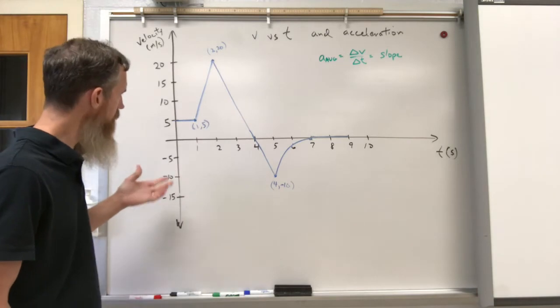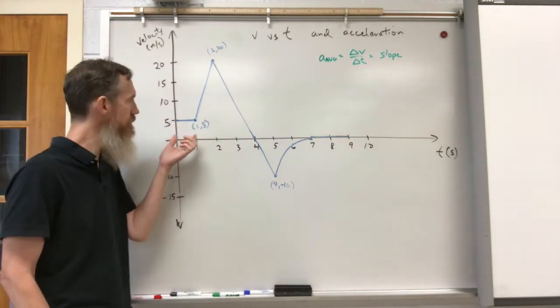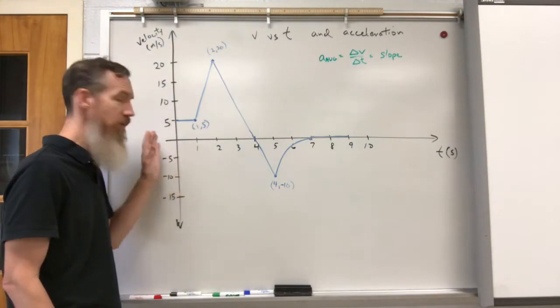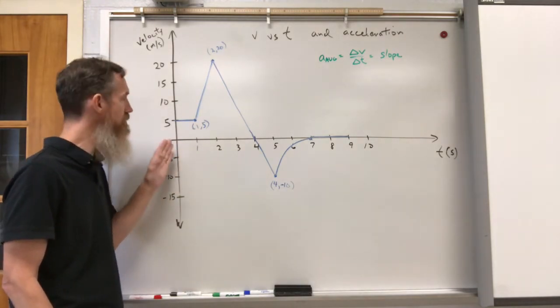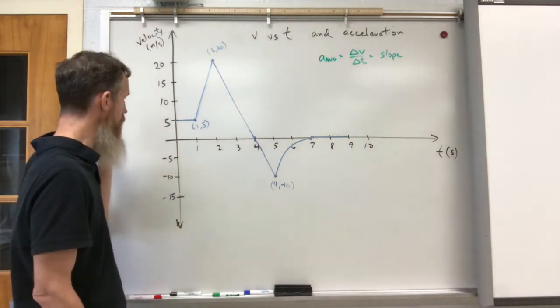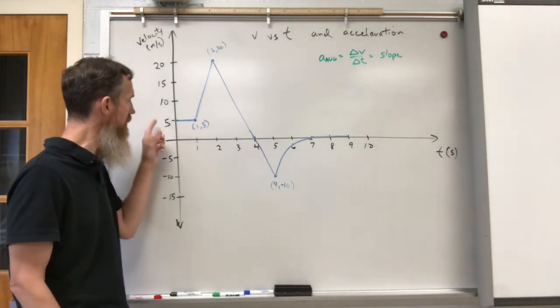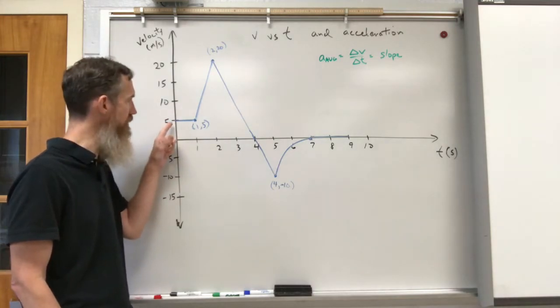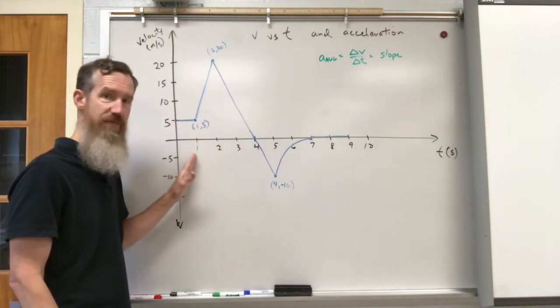And you'll note the first segment here. At time equals 0, again, we don't always have to start at the origin, but at time equals 0, for whatever reason, we were looking at the object and it crossed the starting line at a velocity of positive 5 meters a second. And it continued to travel at 5 meters a second for that first second.